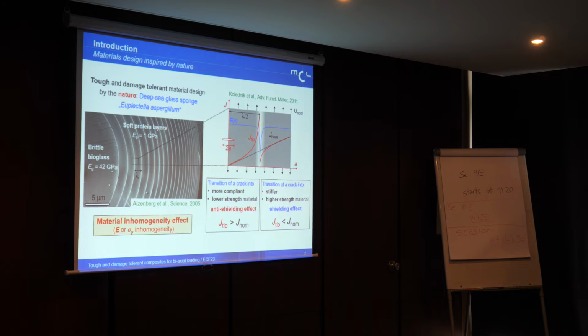The effects which are commonly known here are the antishielding and shielding effect, where the crack driving force is higher and lower than the crack driving force in the homogeneous material. This strong decrease of the crack driving force is the main cause of the high fracture resistance of such material.